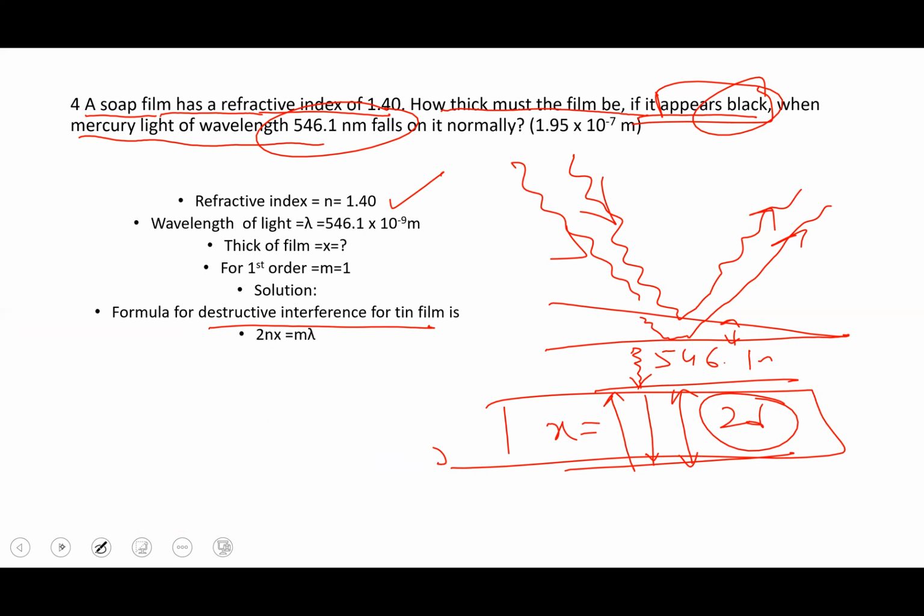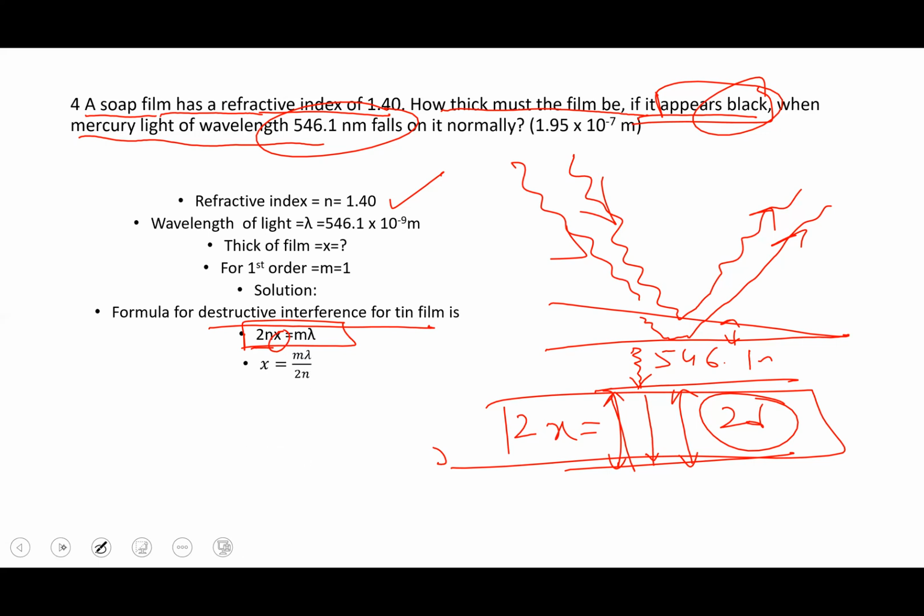As it has to travel 2x, that means the distance from here to here was x, or 2D, it has to travel a distance of 2x in this case. So 2nx is equal to m lambda. This is the formula for light traveling through a thin film, or a soap film, we can say. Now in this case, we have to find the value of x. So we take x on one side and put all the other values on the other side.